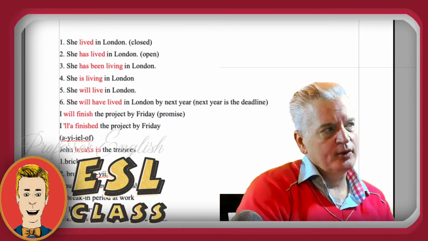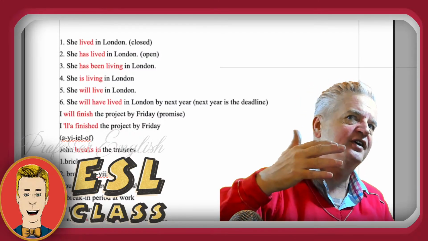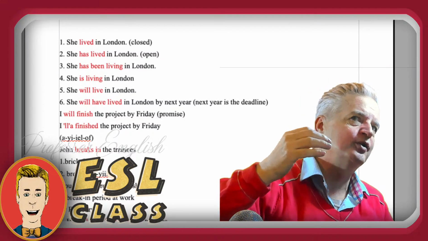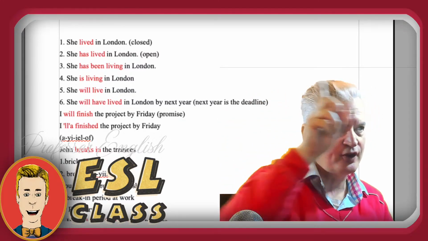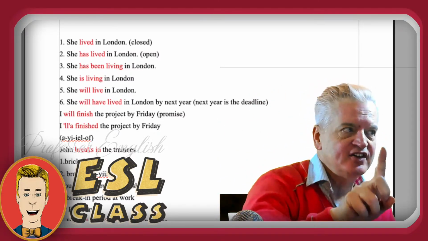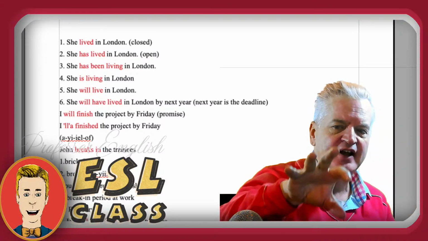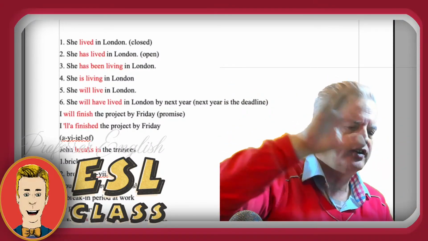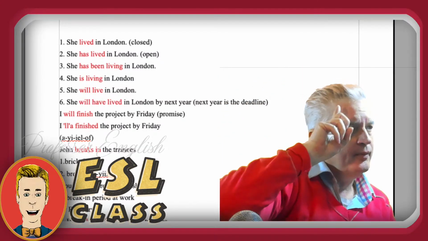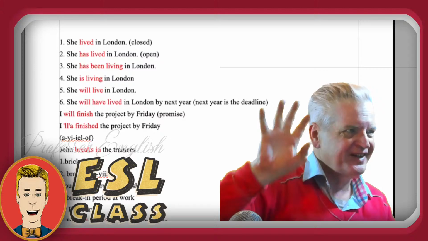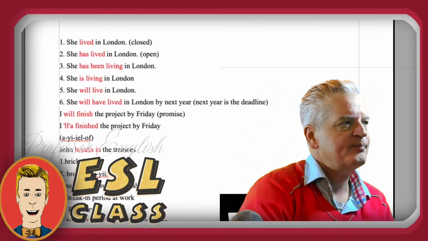Now, if we look at number 3, she has been living in London. And by the way, the whole point of this is we're going to practice for a minute the future perfect. Okay, these are the present perfects. She has lived in London, that's present perfect. That means starting in the past, connection, open. Let's just say open. Starting in the past and open. Future perfect, I'll explain it in a minute, but that's where we're going with this.